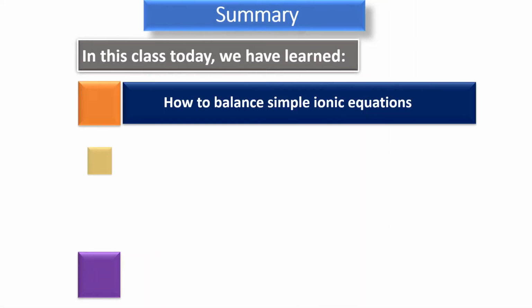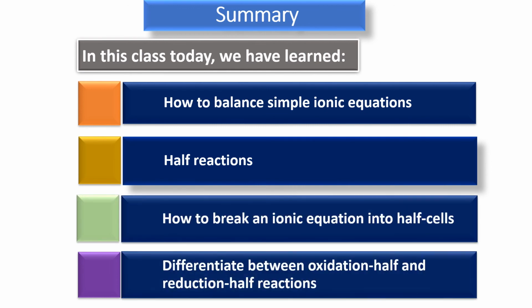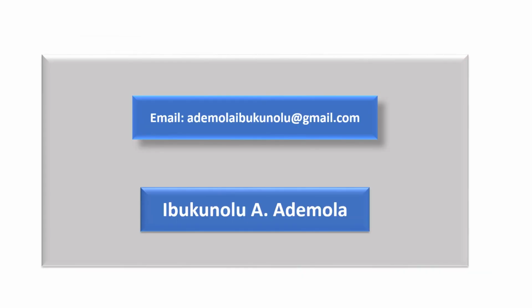So what have we learned in our lessons today? Today we've been able to look at how to balance simple ionic equations. We've also considered half reactions. We've also been able to break an ionic equation into half cells. And lastly, we can now differentiate between oxidation half and reduction half reactions. That will be it for today.